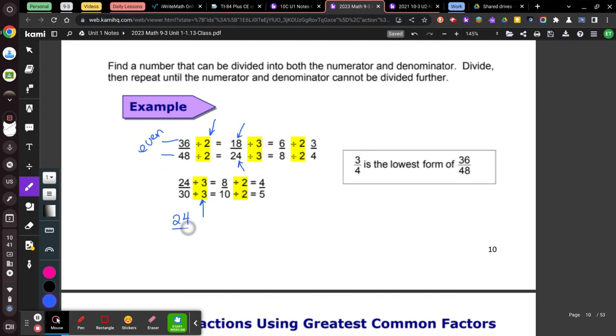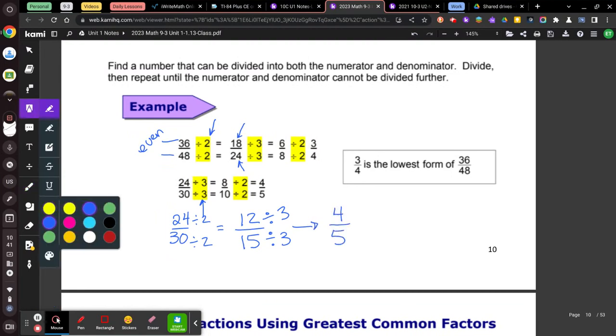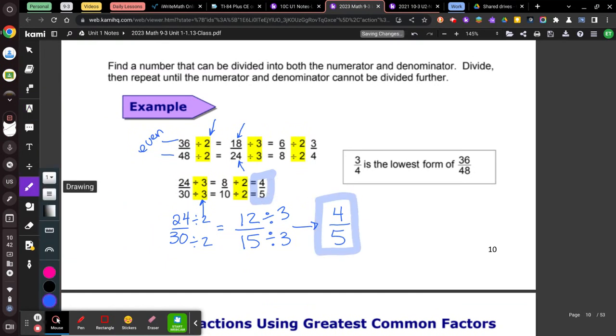So if I had 24 over 30, because they're even, I would have started with 2. But look what happens. That'll give me a 12 over 15. Now I've got one number even, one number odd. That means I have to start dividing by my odd number, which is 3. And that's going to give me the same answer, 4 out of 5. So no matter how I do it, I'm still going to get this same answer of 4 out of 5, as long as you're dividing by the same thing on top and the same thing on the bottom. And remember, you have to divide so it doesn't give you a decimal. That's how you know it works.